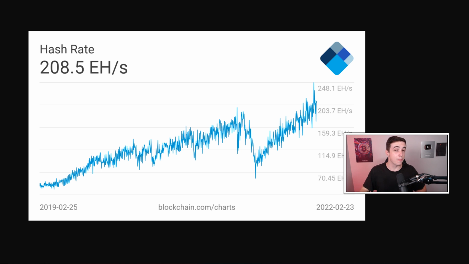But for those of you that might be new to the channel, the Bitcoin hash rate shows us the approximate computing power of the Bitcoin network. And so the higher the hash rate, the more computing power the miners have collectively. And therefore, the higher the hash rate, the more secure Bitcoin is.